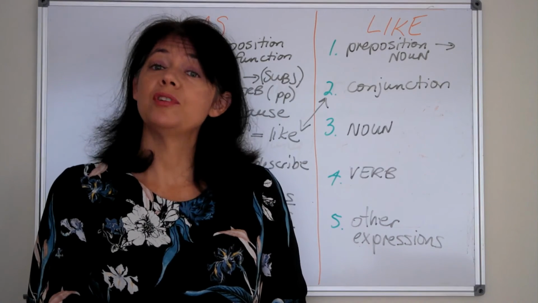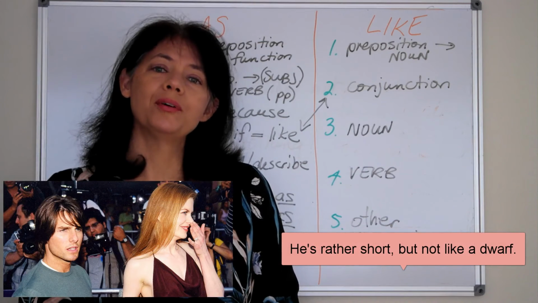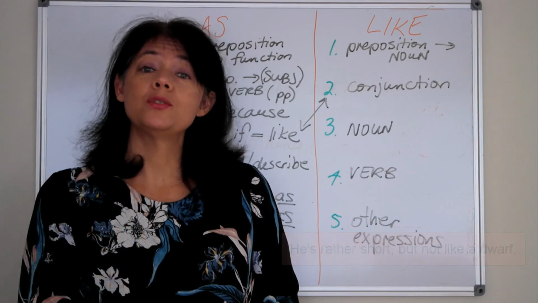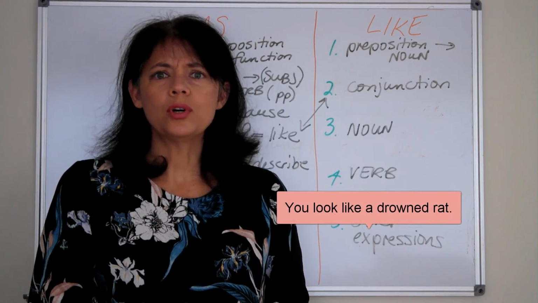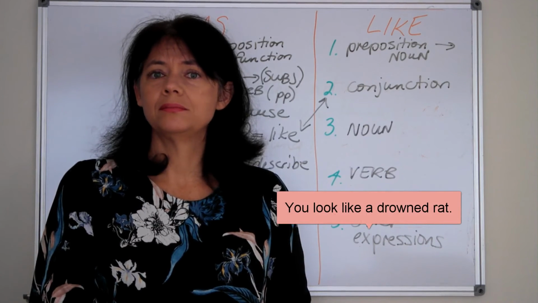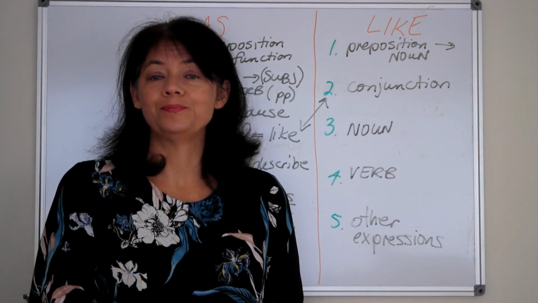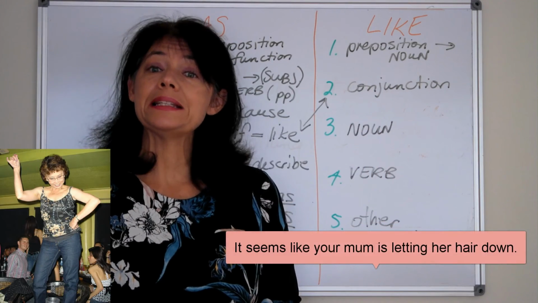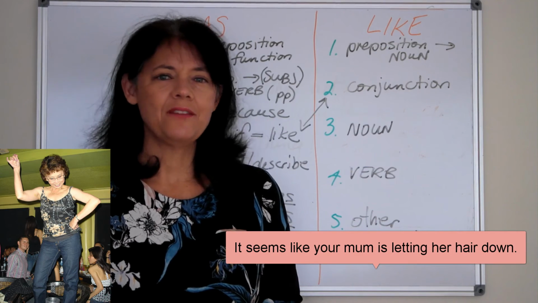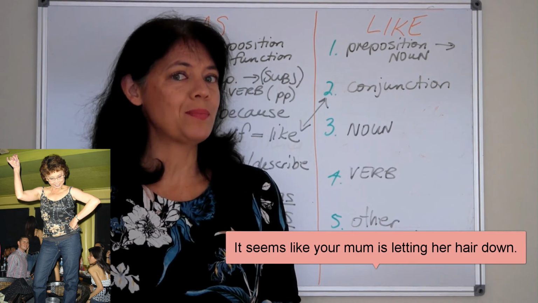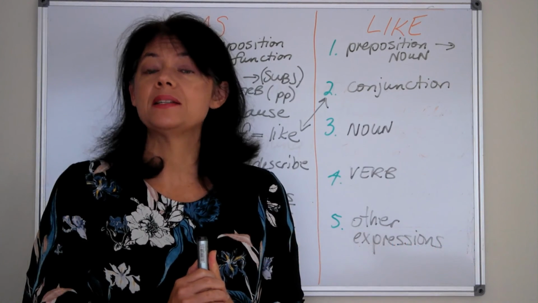Let's do the same for like. He's rather short, but not like a dwarf. Like a dwarf, preposition. You look like a drowned rat. That is also a preposition followed by a noun. It seems like your mum is letting her hair down. Now I've just put this one in because it's also a preposition, but it's followed by a clause. It seems like your mum is letting her hair down.